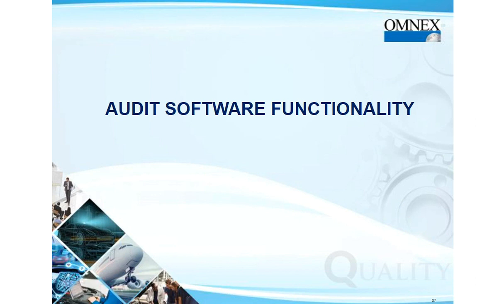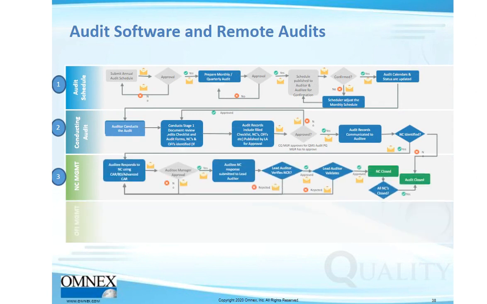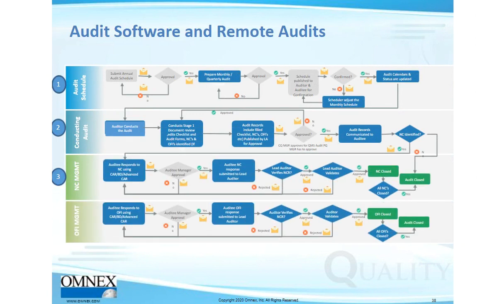All right. So we're going to finish up this webinar by talking about audit software functionality. If you look at audit software, there are three parts to it. One is audit scheduling. Second is conducting the audit. That's where we actually conduct the audit. Third one is non-conformance management, and non-conformance management and opportunity for improvement (OFI) management are the two flows you see in the bottom. All right, but relatively three different workflows.